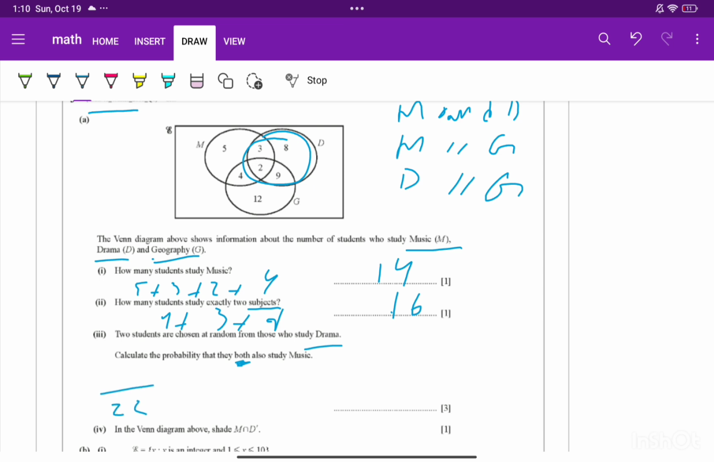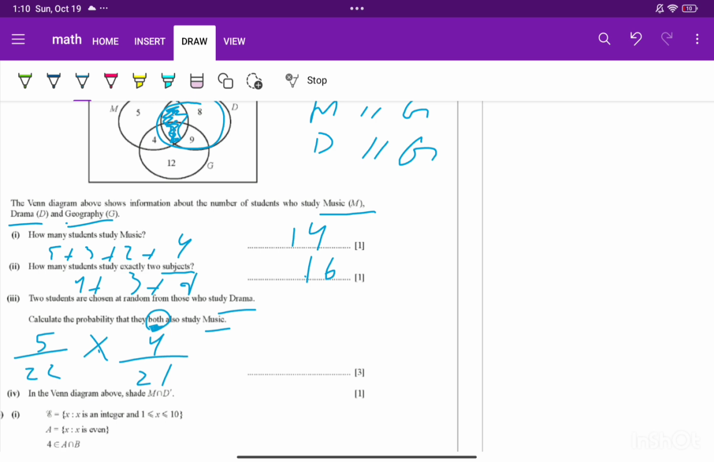Okay, so 2 students are chosen, and they both study music. Both study music is this part, 3 and 2, which is 5. So 5 people study both music and drama subjects. For the first person chosen, the probability is 5 over 22, and for the second person chosen, the probability will be 4 over 21. So the answer will be 20 divided by 462.